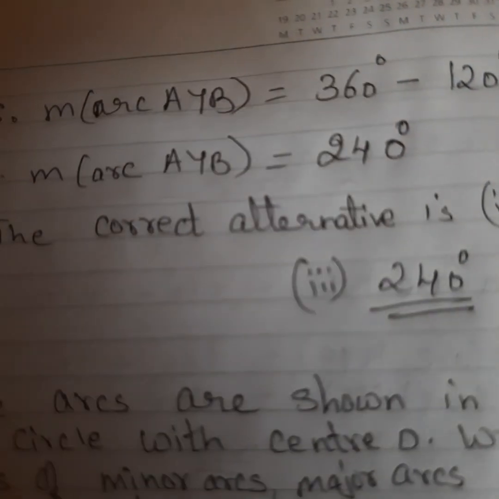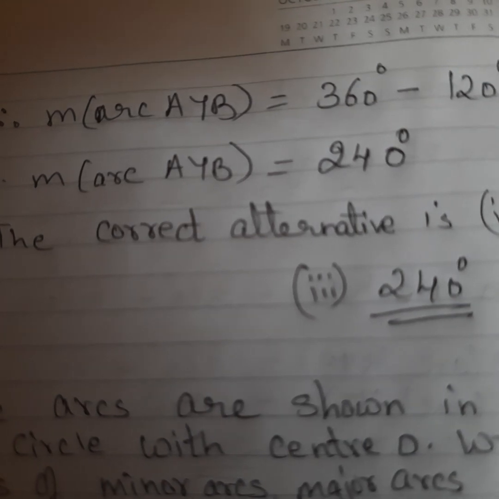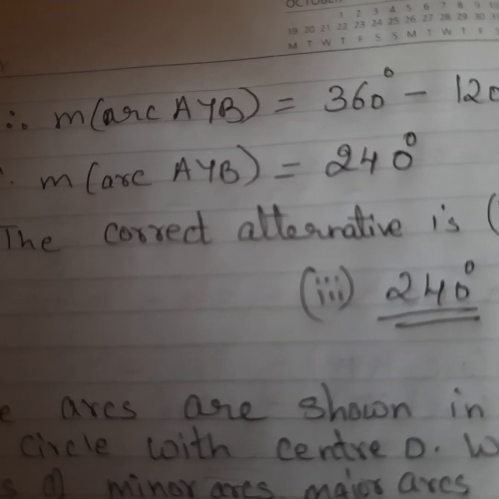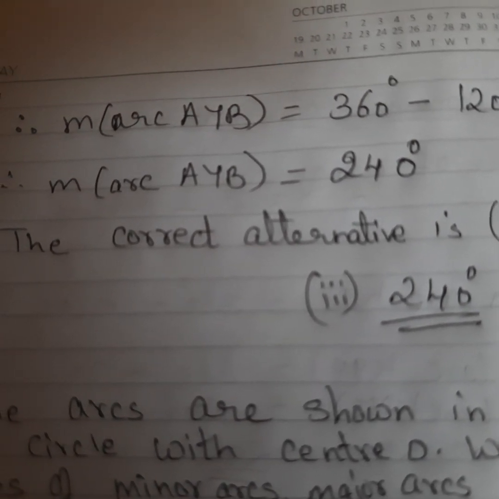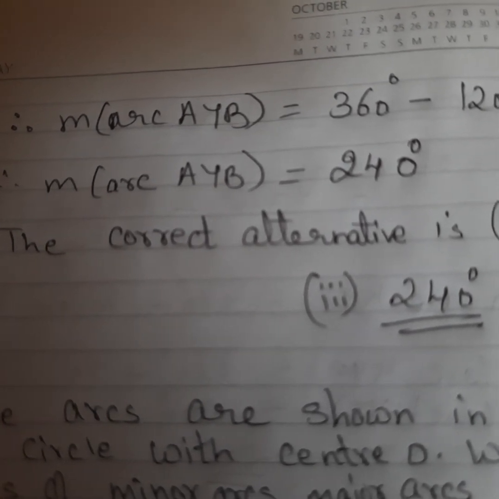Remember children, in maths you should not guess out, you have to work out. Because in the test MCQ, most of you, 75% of you are just guessing and writing the answer, which is very wrong. You have to solve it and find out the correct answer.